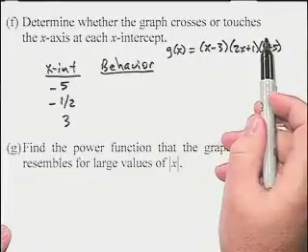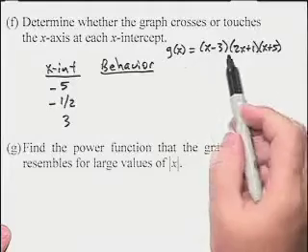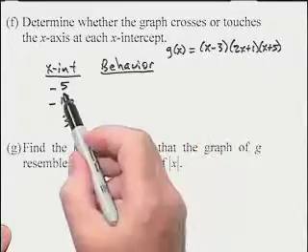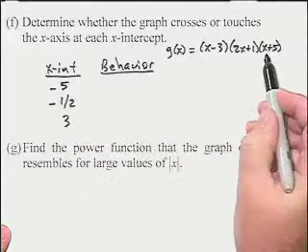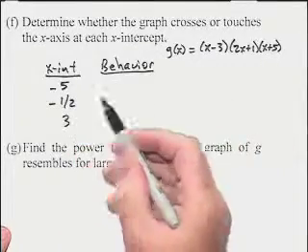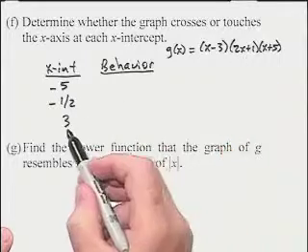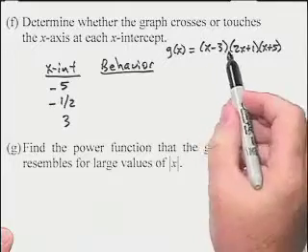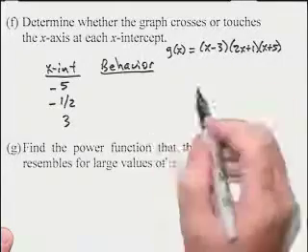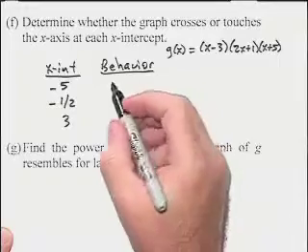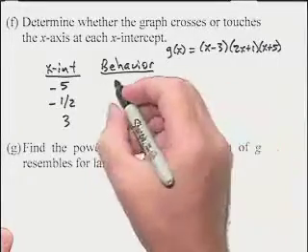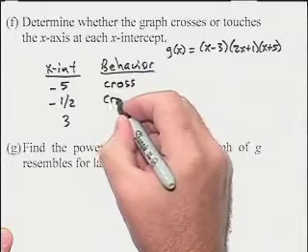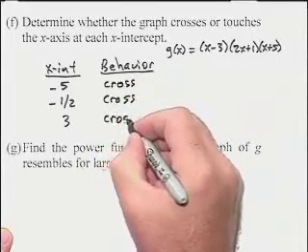If we look at the exponent in each of these factors, we see that the exponents are all 1, which is an odd number. Each of these factors gives us one of our x-intercepts. The negative 5 comes from the factor x plus 5. The negative 1/2 comes from the factor 2x plus 1. And the 3 comes from the factor x minus 3. Since each of these factors has an odd power, the multiplicity is odd. And the behavior for an odd multiplicity is that the graph will cross at each of these x-intercepts.